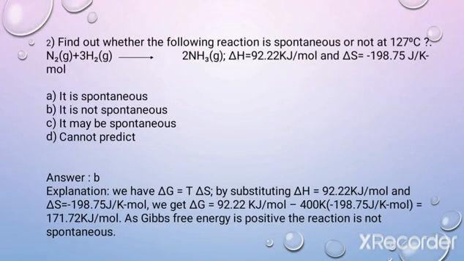In this question, we use the same formula as the first one, that is delta G is equal to delta H minus T delta S. By substituting the value of delta H as 92.22 kilojoules per mole and the value of delta S as minus 198.75 joules per Kelvin per mole, we get the value of delta G, that is Gibbs free energy change, as 171.72 kilojoules per mole. Because the value of Gibbs free energy change, delta G, is positive, the reaction is non-spontaneous. That is, it is an endothermic reaction and it requires energy to proceed.